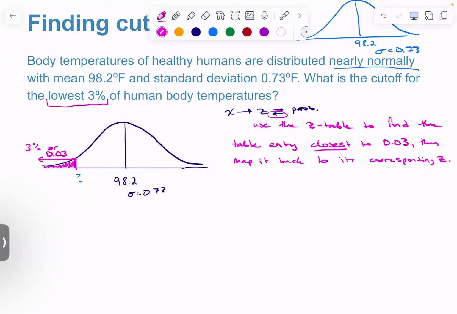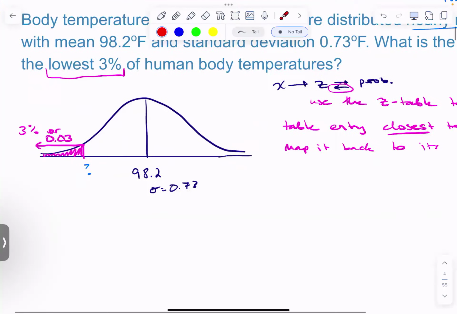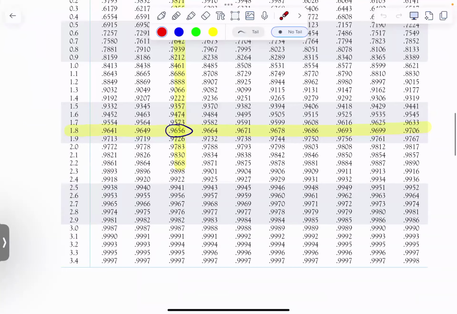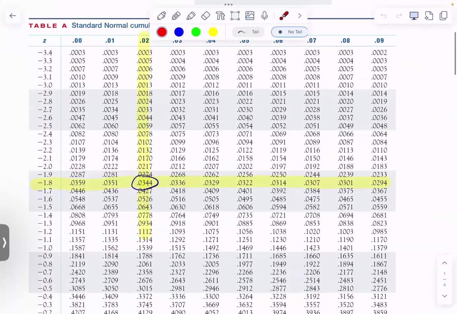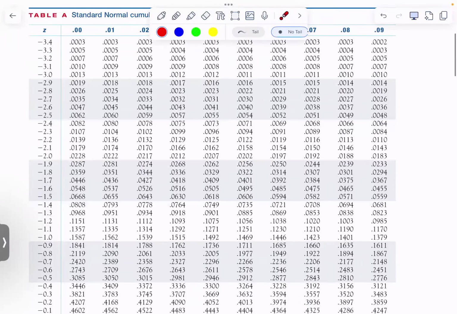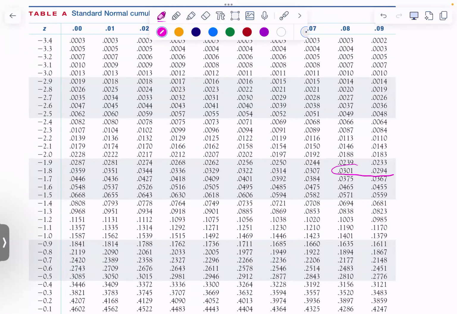Okay. What do I know about this area? It's on the lower end, so it has to be on the negative side of Z. And so I'm going to start looking there, and there is rhyme and reason, but it doesn't feel like it in this table. So you're just going to cruise around and look for 0.03. Okay, getting close. And it looks like I'm choosing between these two values.